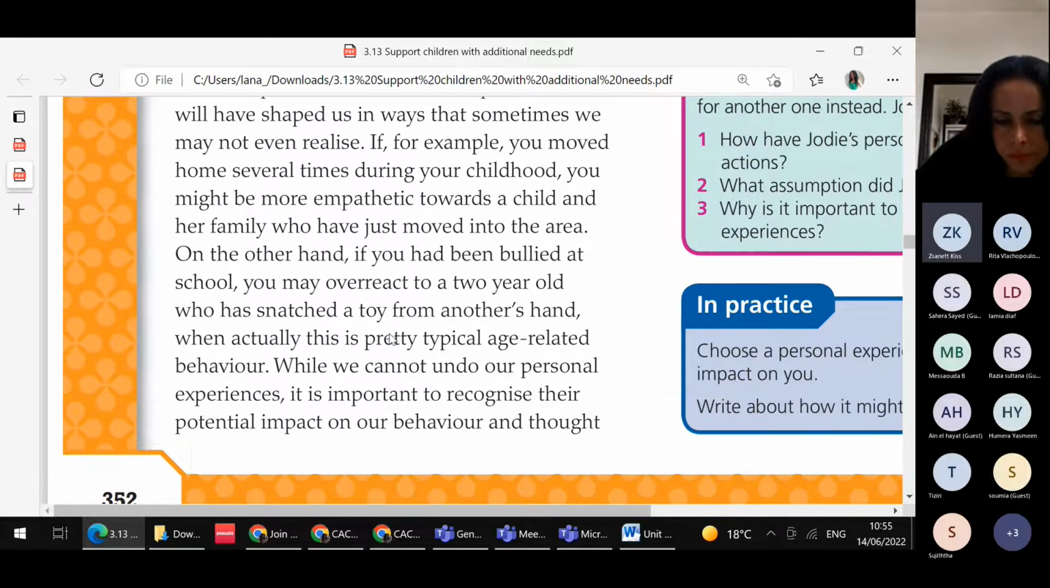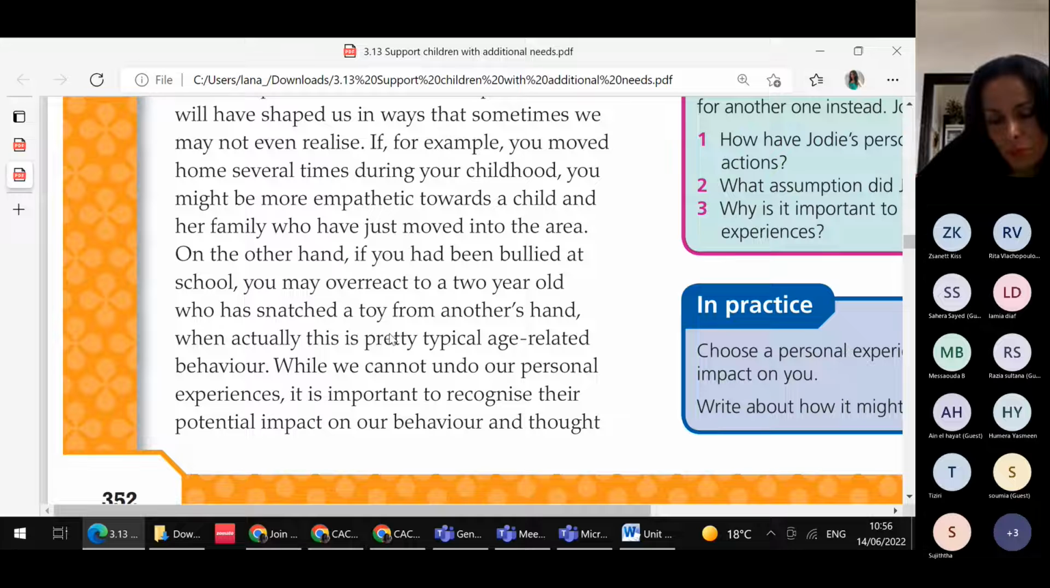For example, you will be overreacting to a 2 year old who took a toy from another child's hand just because he can. The other child is very young. So you will be overreacting. You will be really angry about that. You don't think this is a child and his mental ability wouldn't be very developed. So you would forgive him, maybe talk to him. You may be overreacting to the situation.